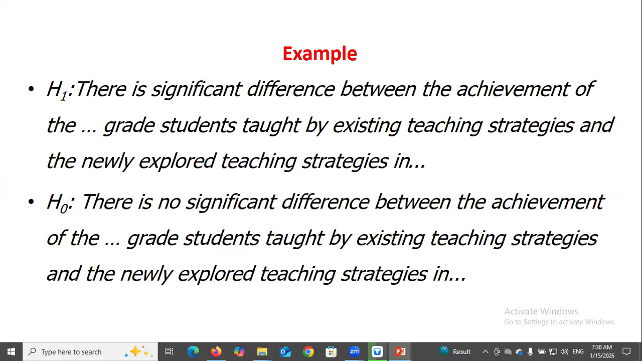For example, H1: there is a significant difference between the achievement of the grade students taught by the existing teaching strategies and the newly explored teaching strategies. H0: there is no significant difference between the achievement of the grade students taught by the existing teaching strategies and the newly explored teaching strategies.